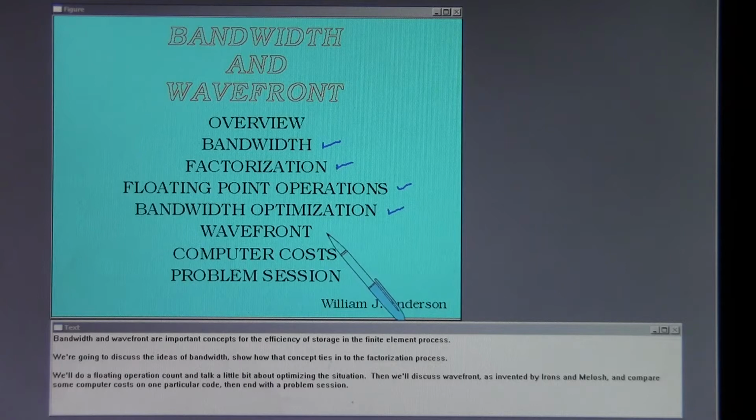Then we'll discuss Wavefront as invented by Irons and Meloche and compare some computer costs on one particular code, then end with a problem session.